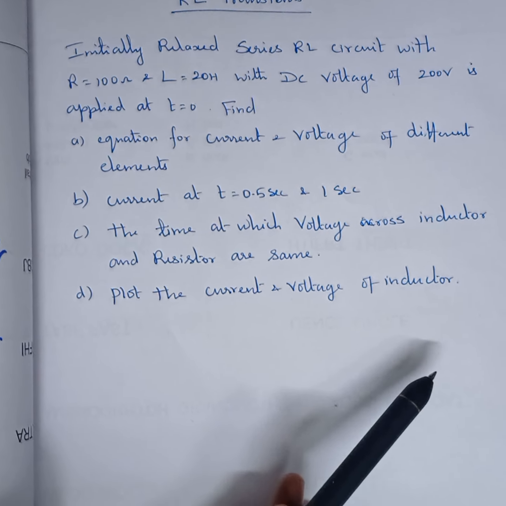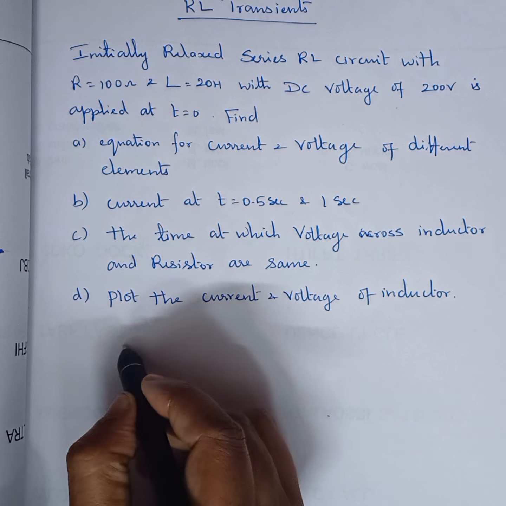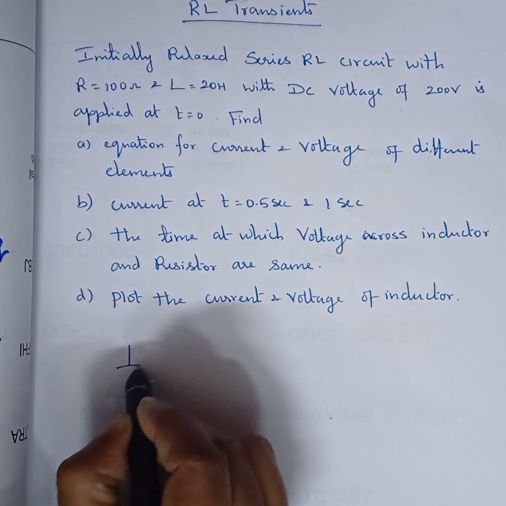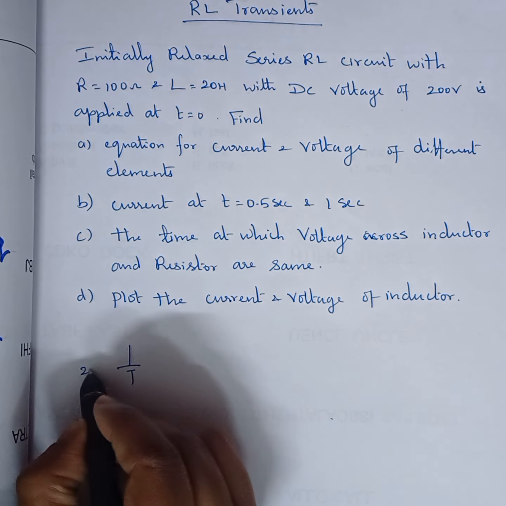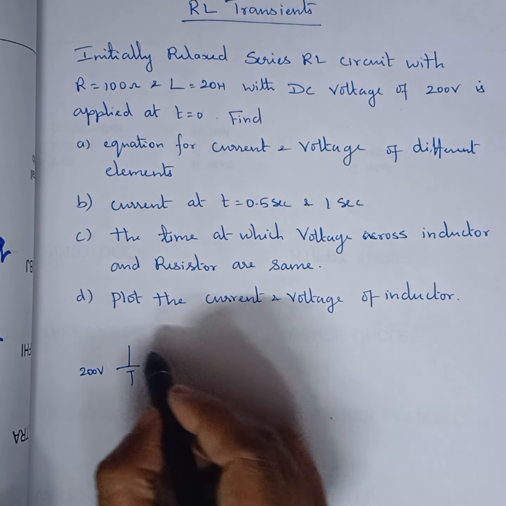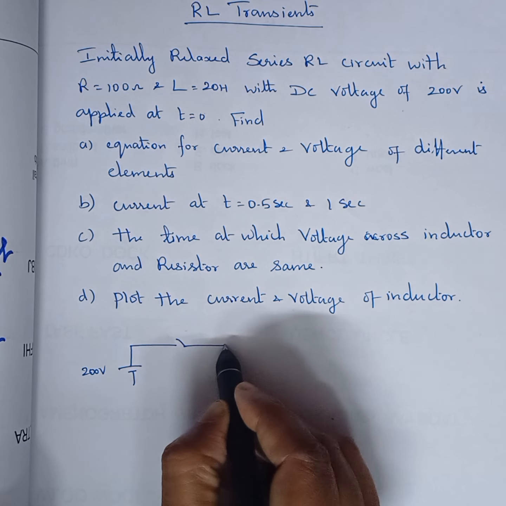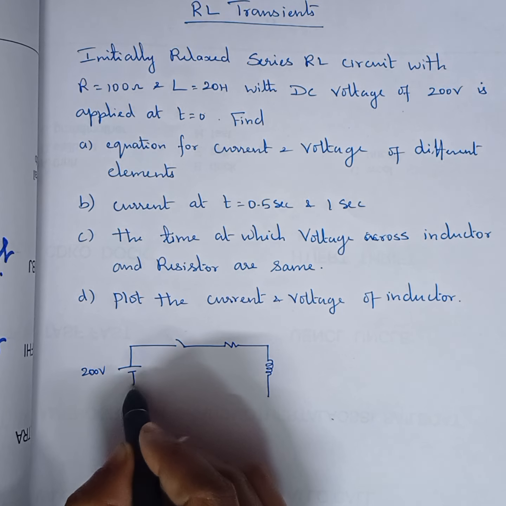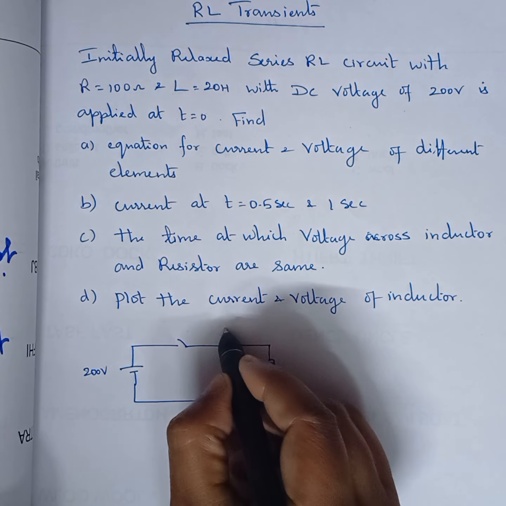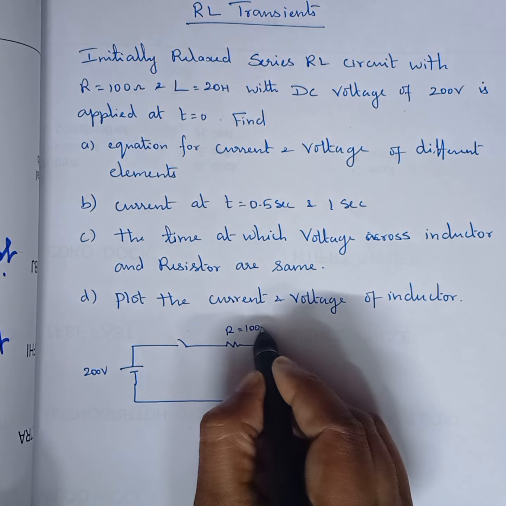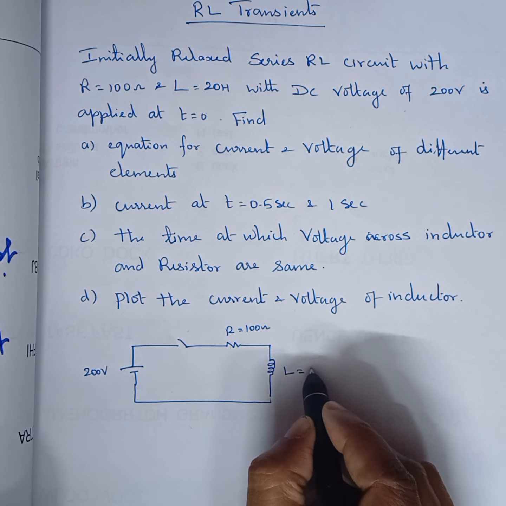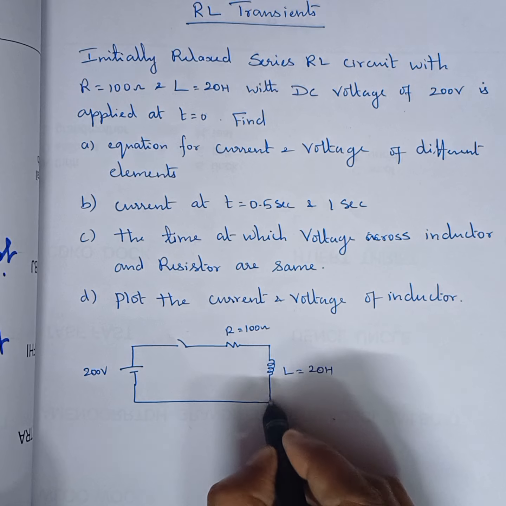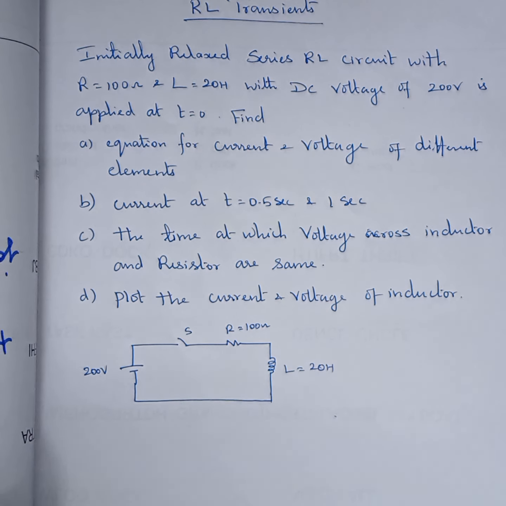So for this I draw the diagram first. We'll have a DC voltage of 200 volt. Then I'll have a switch, then R and an inductor. So R value is equal to 100 ohm, L value is equal to 20 Henry. So this is the circuit.